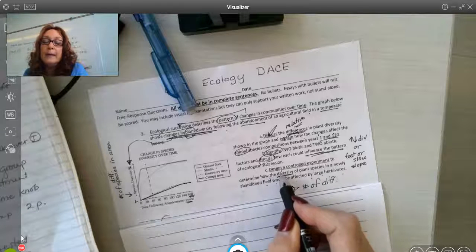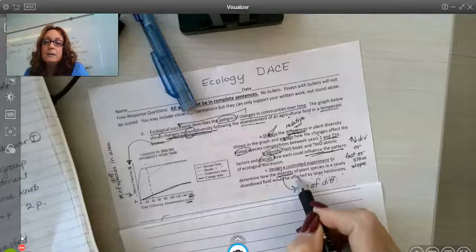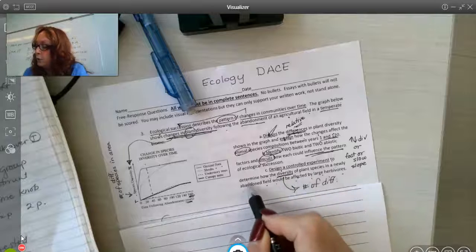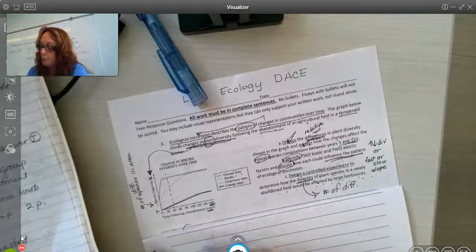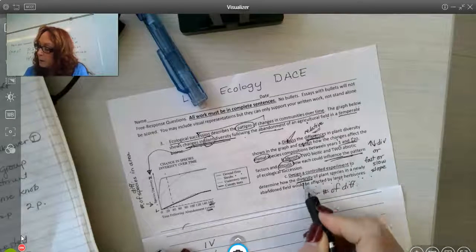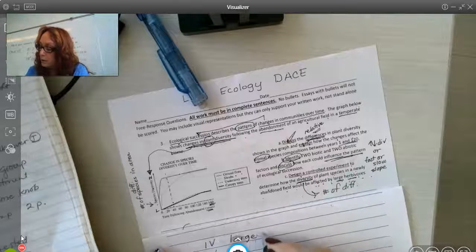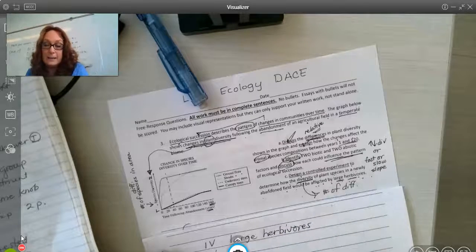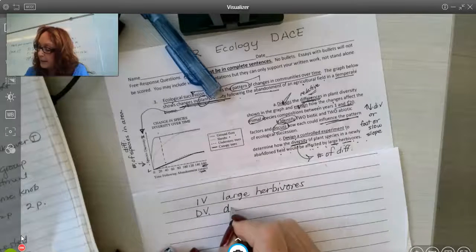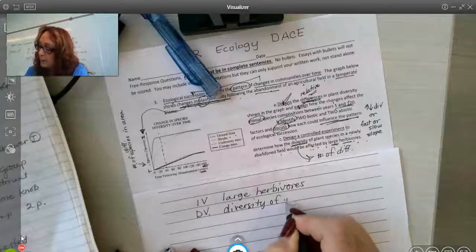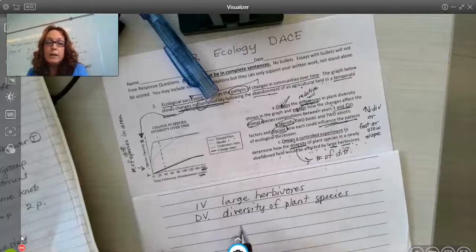They said to determine how this is affected by, so I'm going to rewrite this in my own head. So to determine the effect of large herbivores on the diversity of plant species. So I'm going to start off with that. After I say the effect of, this is what I'm testing. So this is the large herbivores. That's what the test is. Do you have cows in the field or not? And what are you measuring? The diversity of the plant species. And really I need to be more specific about that, but I'll do that in a second. So this is straight from the prompt.